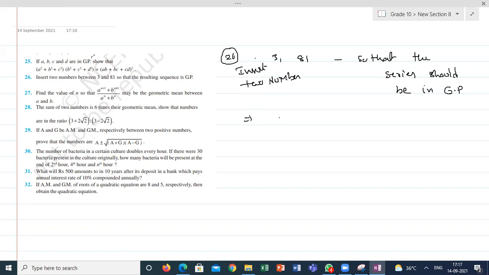Let us assume the series is 3, A, B, 81. A and B are the required numbers where it is in GP. What is the condition to say it is in GP, guys? What is the condition? Students, what is the condition for GP? Let A be the first number, R the common ratio.